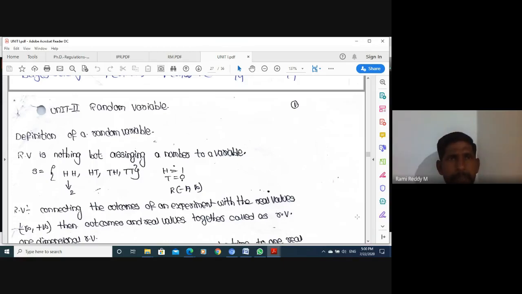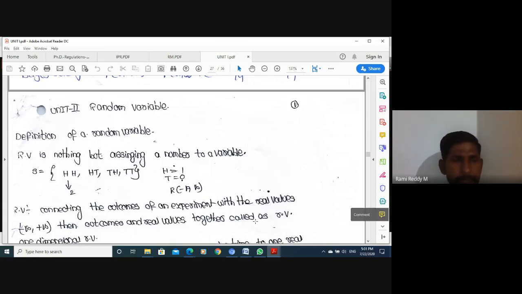In the sample space, if you have plenty of variables, it's not possible to remember all of those variables. But being human beings, we can remember numbers. So we are going to assign a number to each and every variable present in the sample space.